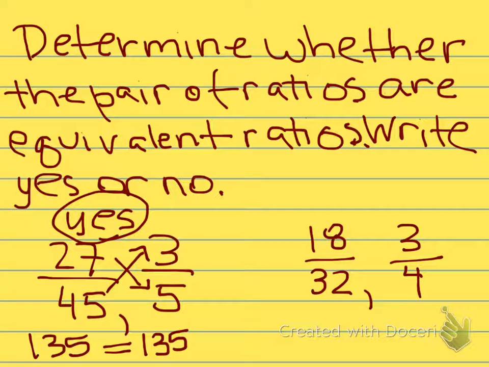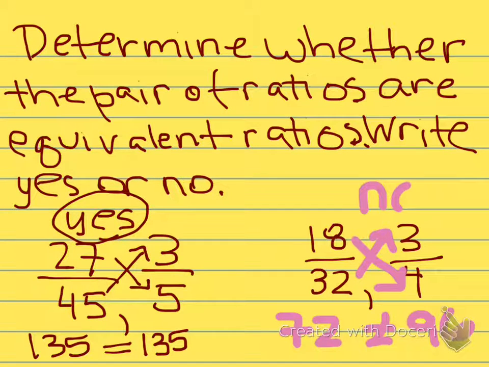The next problem, we're also going to cross multiply. So 18 times 4, which is 72. And we want to check whether that is equal to 32 times 3. And 32 times 3 is 96, which is not equal. So the answer to this problem would be no.